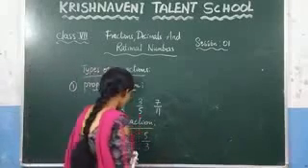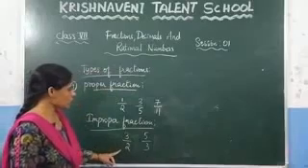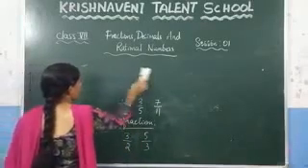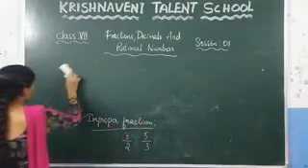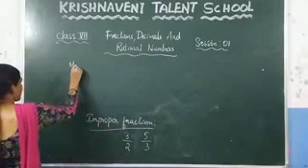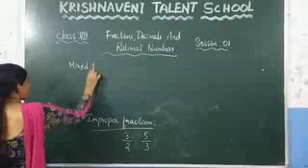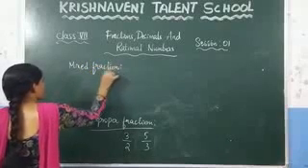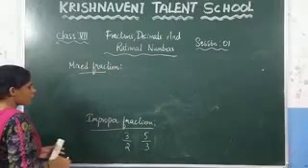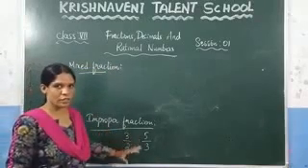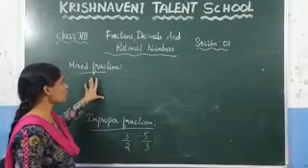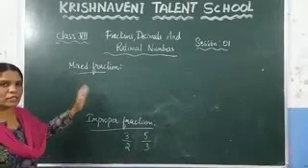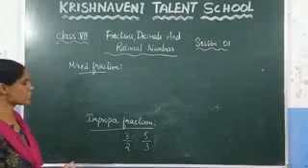Now we can write this improper fraction in the form of a mixed fraction. That is the next type. So consider the next one, which is the mixed fraction. What are mixed fractions here? If you are given any improper fraction, you can convert that improper fraction into a mixed fraction. Or if you are given any mixed fraction, you can convert that into an improper fraction.